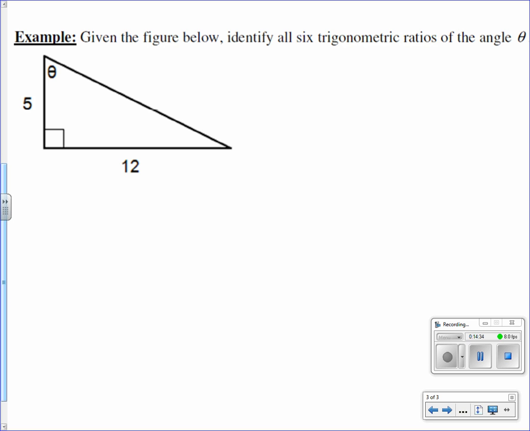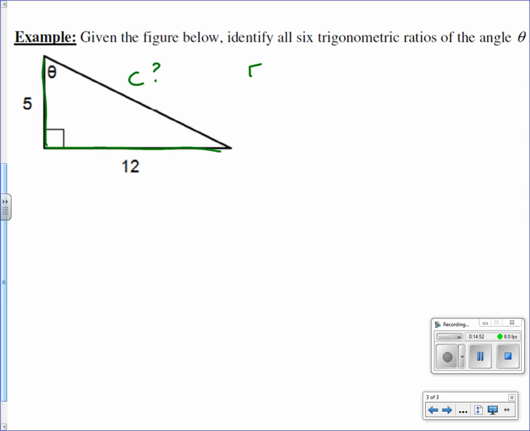So on this example, do we know the hypotenuse? No. Can we figure it out? Yes, using the Pythagorean Theorem, right? So are the 5 and 12 the legs? Yes, right? Because we don't know the hypotenuse, so we don't know what C is.